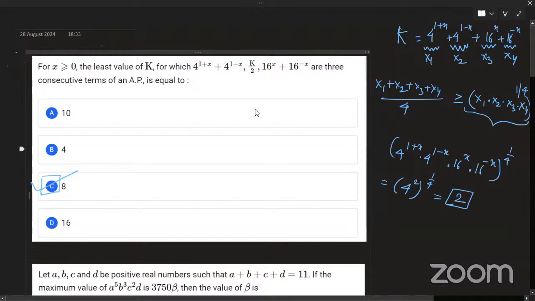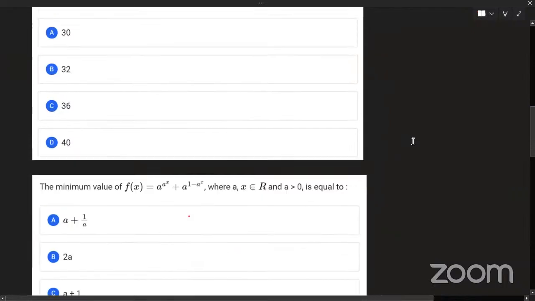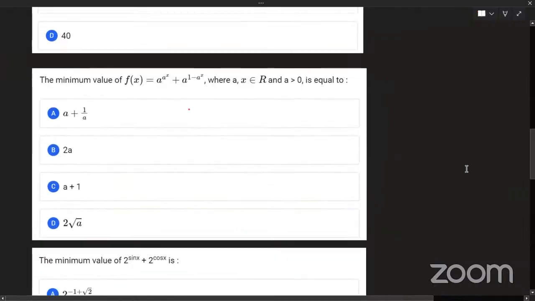Instead of 2 terms, now we have taken 4 terms. And we have to clearly observe that 1 plus x and 1 minus x are getting cancelled. Same way, 16 raised to x and 16 raised to minus x are getting cancelled. That is why we are taking it this way. Now, can you help me solve this question also?